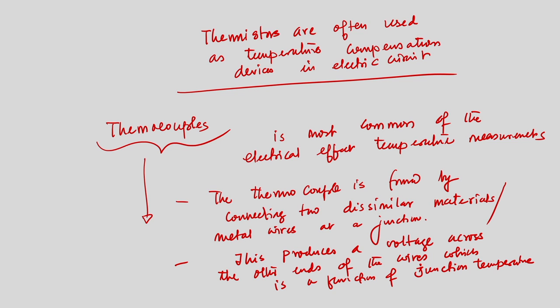So this is the construction view picture. A thermocouple is formed. If you'd like to fabricate one, then we need to connect two dissimilar materials, to be precise, two dissimilar metal wires at a junction. And when you connect these two dissimilar metals at a junction, this produces a voltage across the other ends of the wires, which is definitely a function of the junction temperature.